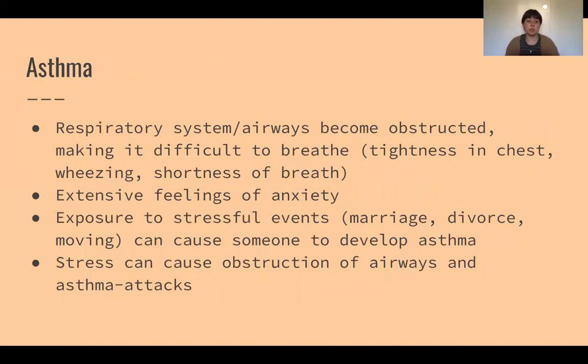Asthma. Asthma is when your respiratory system and your airways become obstructed, making it difficult to breathe. You have tightness in your chest, wheezing, shortness of breath. And a lot of these people who have asthma experience extensive feelings of anxiety, which can lead to stress eventually. A lot of people who are exposed to stressful events like marriage, divorce, and moving that I mentioned before can develop asthma or asthmatic symptoms. And like I said, stress can cause obstruction of airways and asthma attacks.